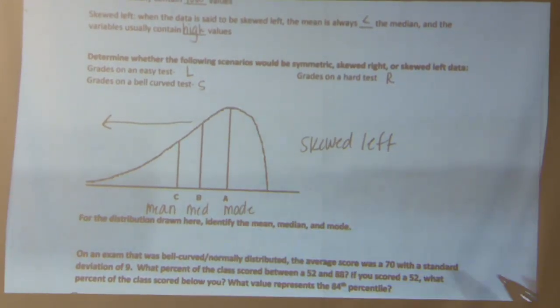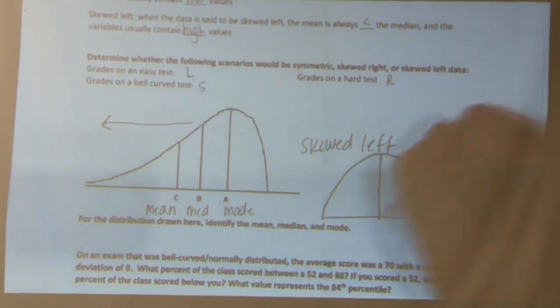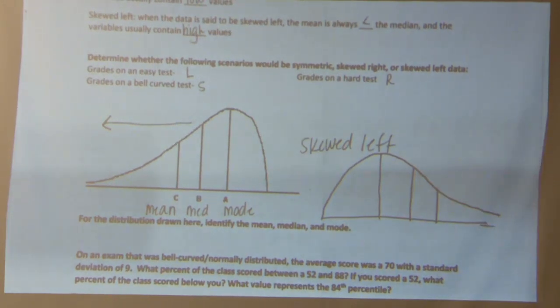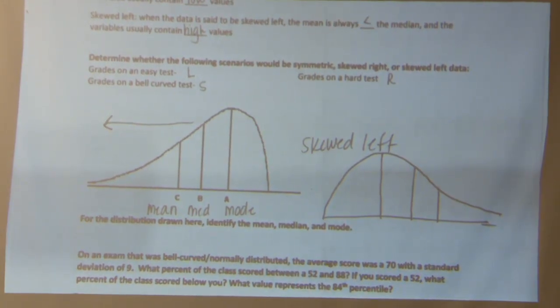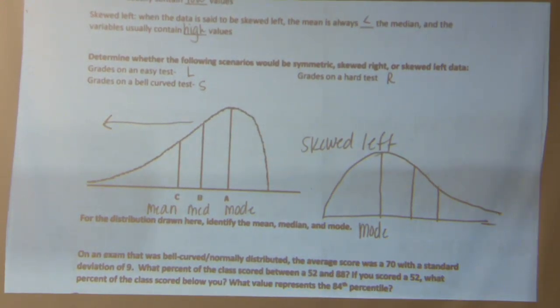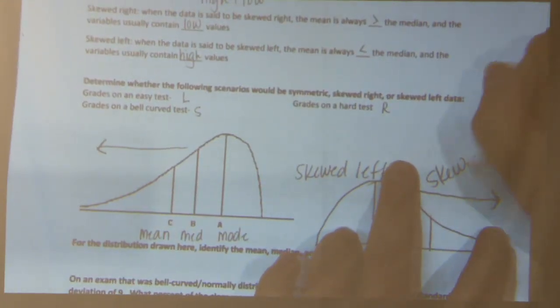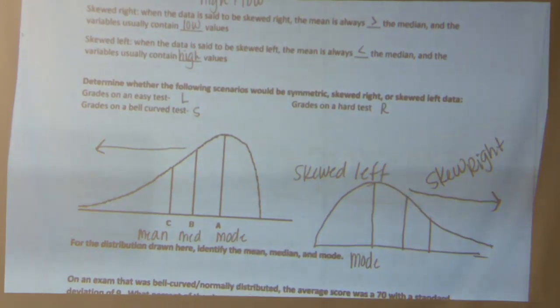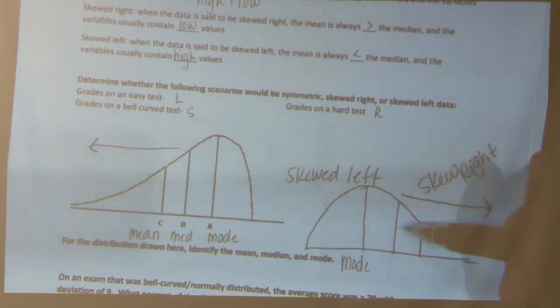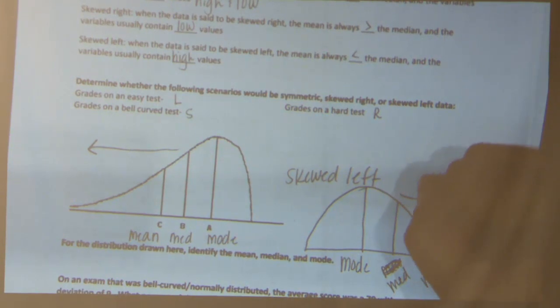So if this one was set up the opposite way, if it was a skewed right test and we had the same 3 parts, the mode is still going to be the one where it's the highest. And then since it's skewed right, the mean is going to be greater than the median, and we're still going to place them in the same order. So it's still going to be mode, median, and mean.